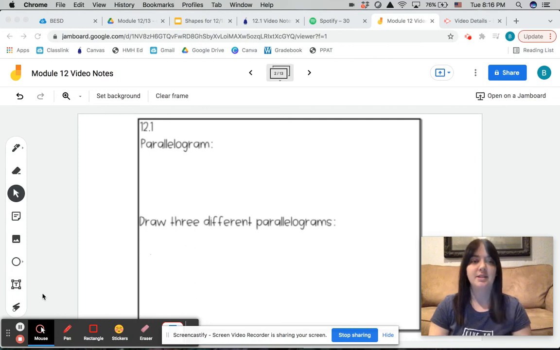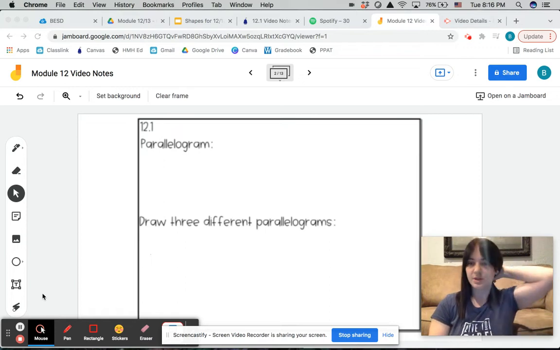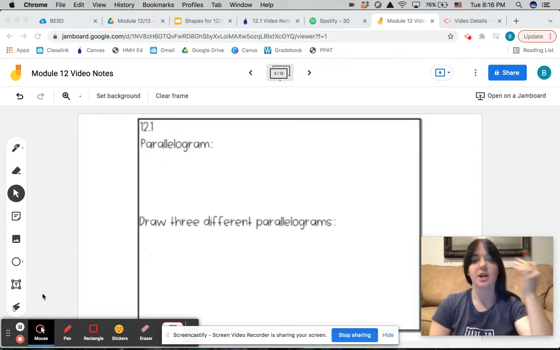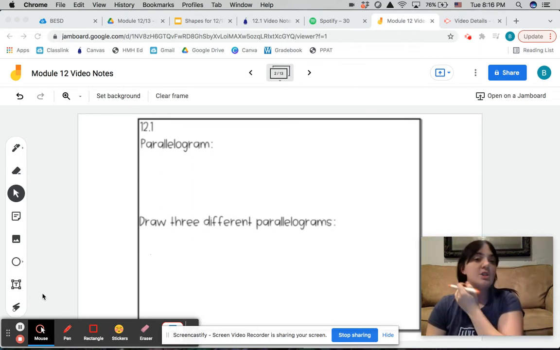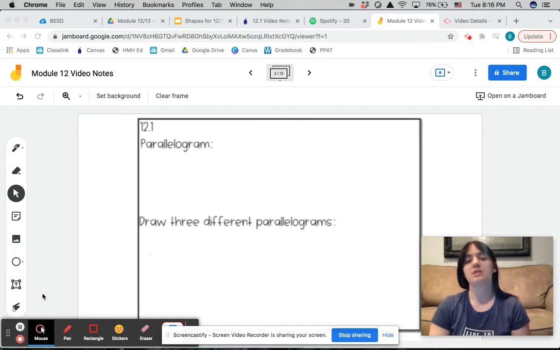All right, this is 12.1 video notes. So before you begin, make sure that you have your video note page out. You can find it at the supply shelf, and it should be a stapled piece of paper. There are two pieces of paper just because all of the notes for this module, 12 and 13, are together on these pages. So find the side that says 12.1 at the top, and we're going to start from there.